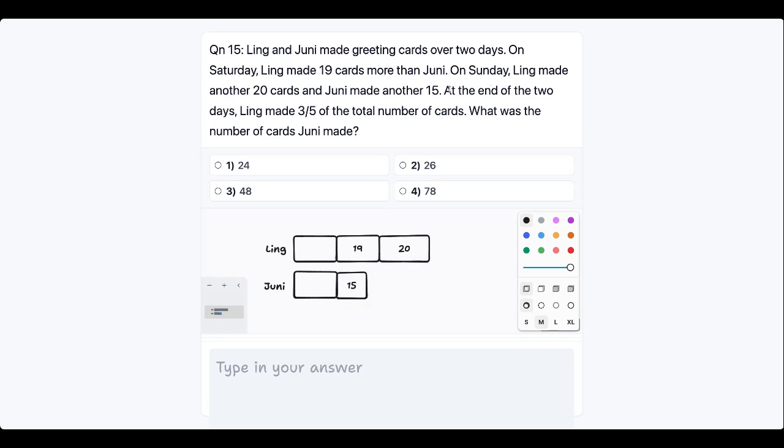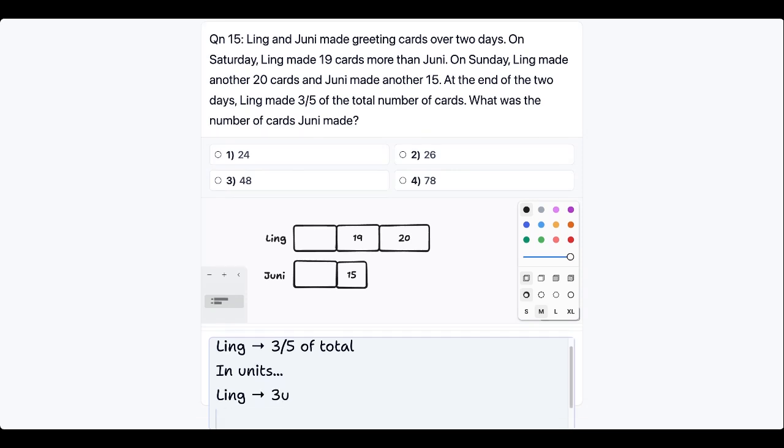Okay. So at the end of the 2 days, Ling made 3/5 of the total. So Ling over here is 3/5 of the total. So in units, Ling actually made 3 units. Then Junie made how much? From 3/5, that means total is equal to 5 units. That means Junie is 5 - 3 equal to 2 units.